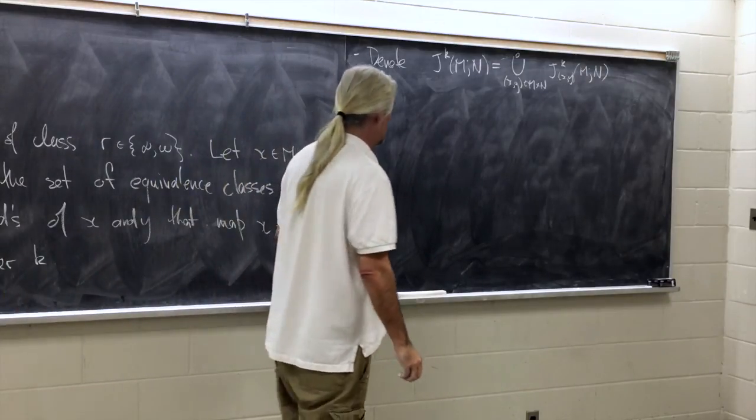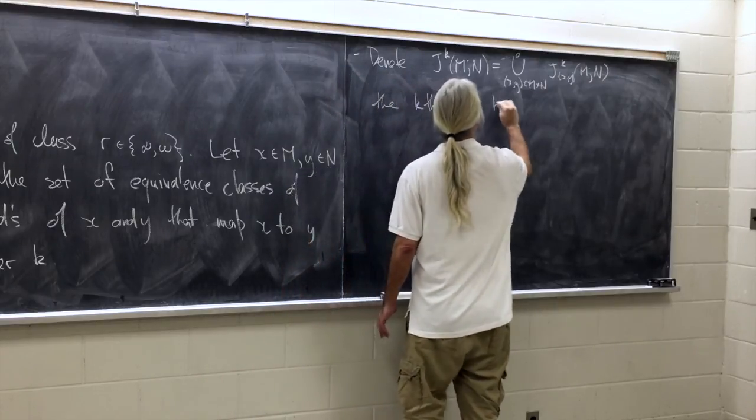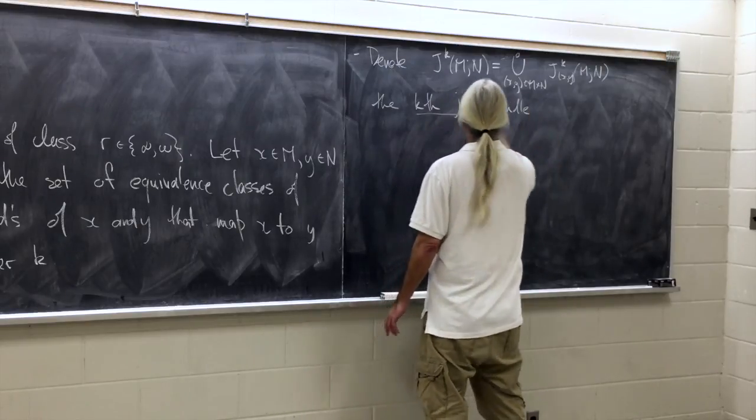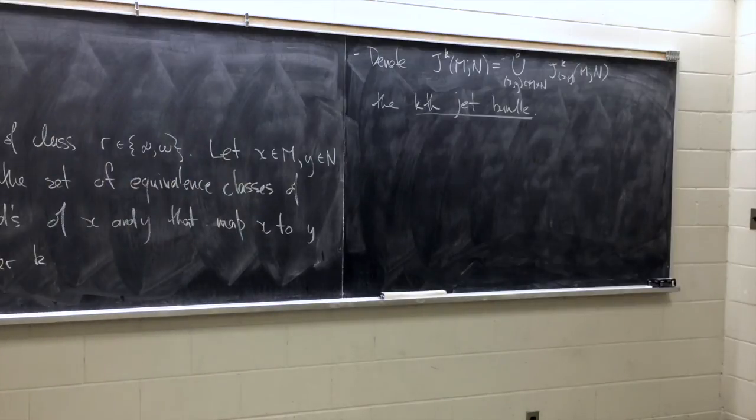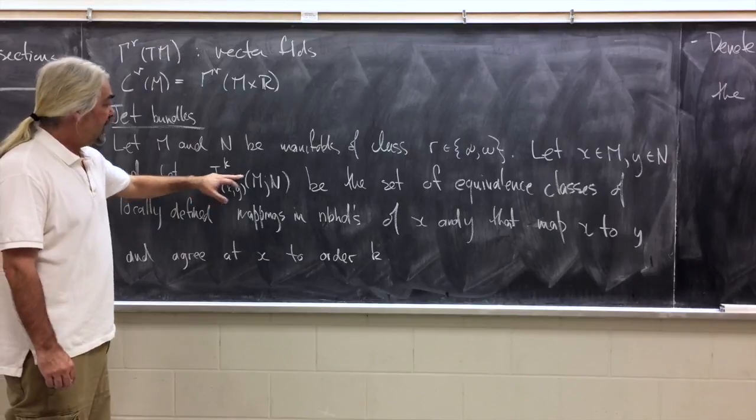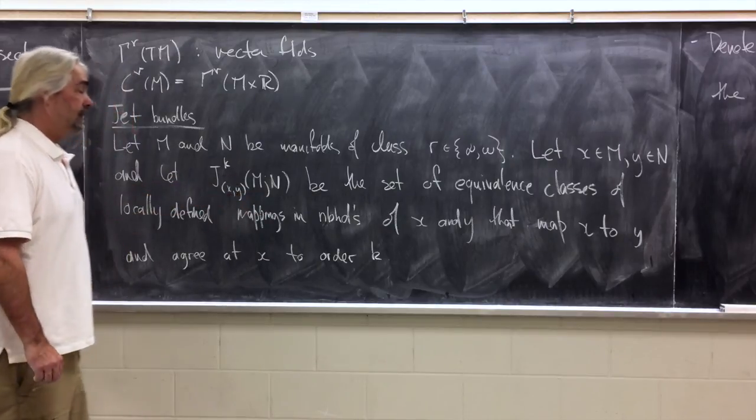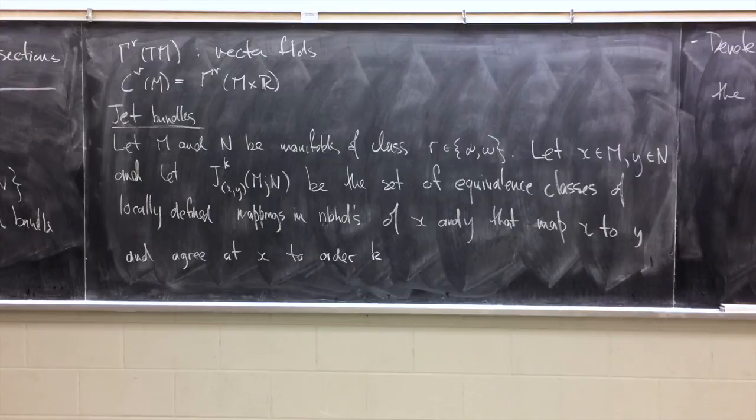J^k is the disjoint union over all x in M and y in N. This is what's called the kth jet bundle. It has lots of structure, including a differentiable structure. There's an obvious mapping from an element here to M, which simply maps you to x, and a mapping into N, namely y. So you have projections from J^k into M cross N, and also projections into M and N. Over M cross N, that's a fibered manifold, and there's some nice algebraic structure.